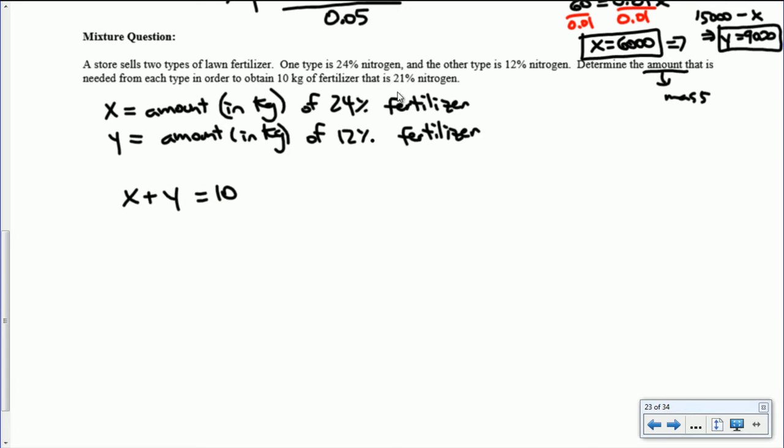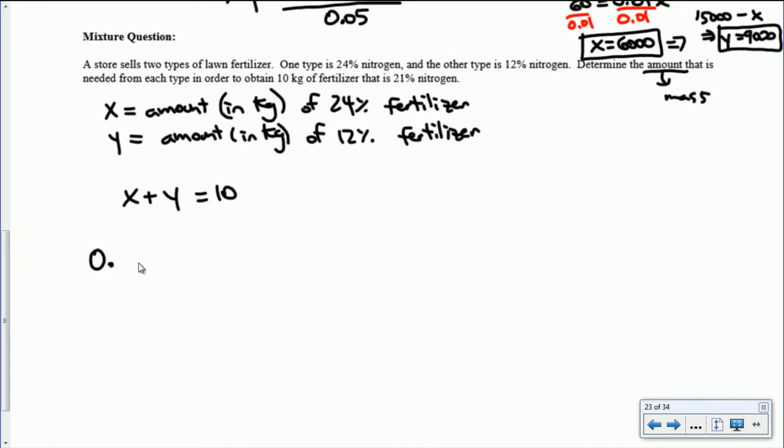Next we need to make it so that it's a 21% nitrogen fertilizer. So 21% nitrogen in 10 kilograms of fertilizer. Suppose all 10 kilograms was of this X type. So X would be 10. If I had 24% nitrogen, that would mean I'd have 2.4 kilograms of nitrogen if all 10 kilograms was this type of fertilizer. If I used all 10 kilograms in the 12% fertilizer, I would have 1.2 kilograms.